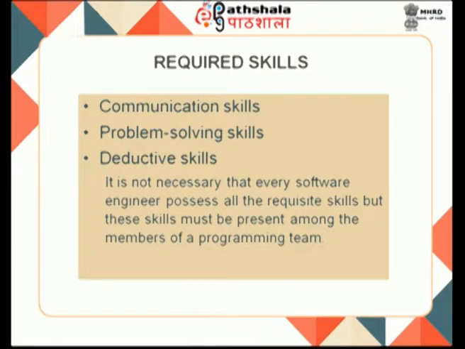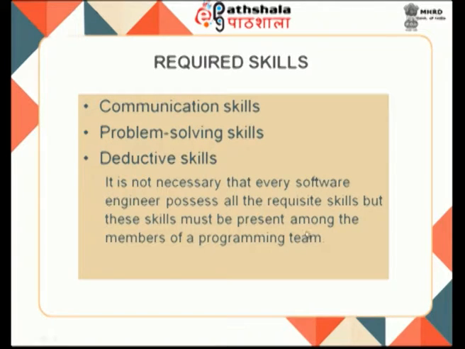So what are the skills required by a person towards the development of these programming or coding aspects? Basically, between the client and the developer, there needs to be communication skill. Then after having communicated, the logic of the programming or the logic of the entire concept needs to be easily understood. So the developer must have problem solving skills, and he should also possess detective skills, that is, a backward approach.